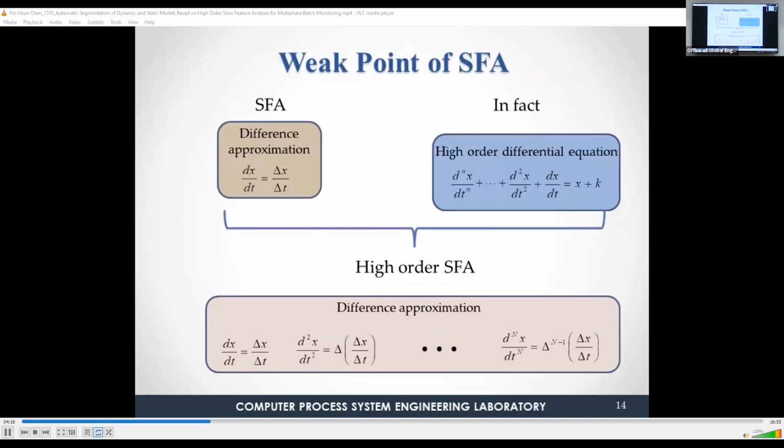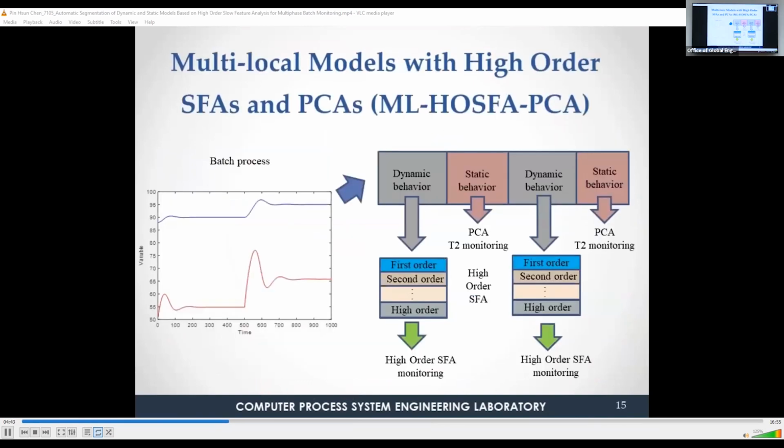But there is a problem with SFA. SFA approximates the first order differential with a first order difference and describes the whole process. However, in a new process, there may be high order dynamics. So it is necessary to extend SFA into a high order SFA. To sum up, the question is raised.